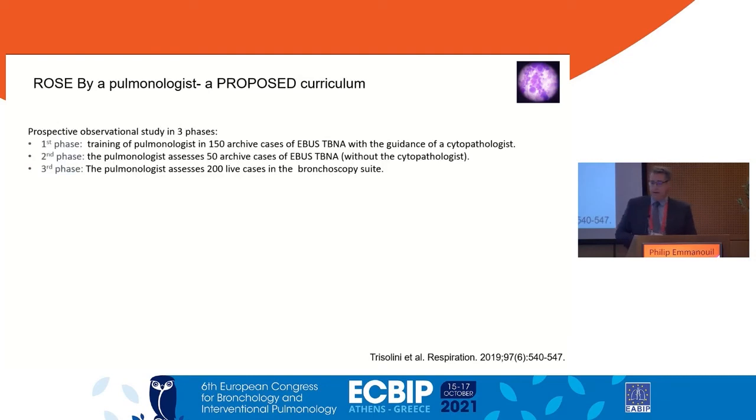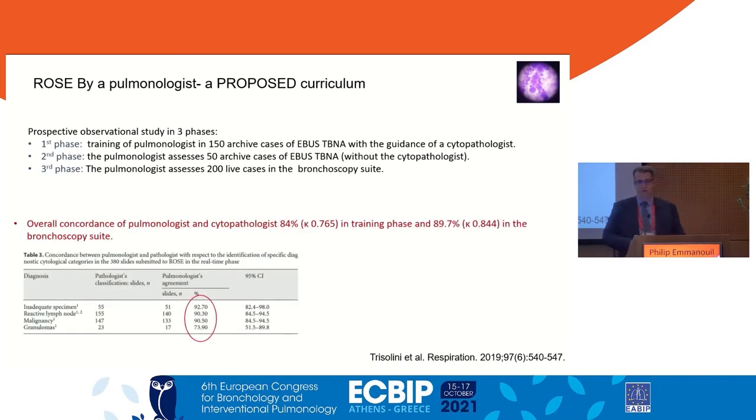And do we have a curriculum proposed? Yes, there is a curriculum proposed. There's a phase 1 of training of a pulmonologist in 150 archive cases of EBUS TBNA, with a cytopathologist sitting next to him and guiding him. In the second phase, the pulmonologist does 50 archive cases without the cytopathologist, and the third phase is in the bronchoscopy suite for 200 live cases.